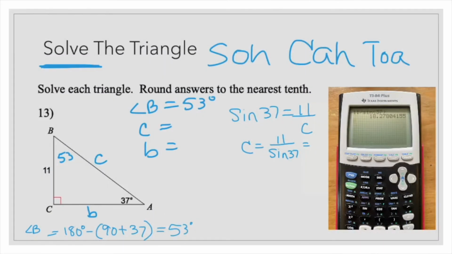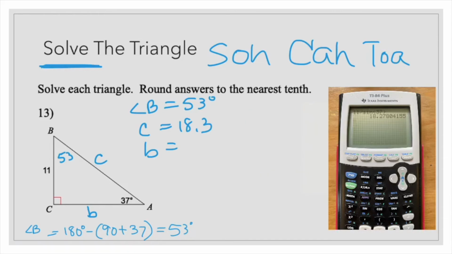All right, when I put it in my calculator, I want you to notice I did not use the inverse sine this time. I just used the sine button right here, and I did 11 divided by the sine of 37. And I closed my parentheses when I was done, and I got 18.27. It says to round to the nearest tenth, so the 7 makes the 2 go up to a 3, and I have 18.3. Let's do B now.